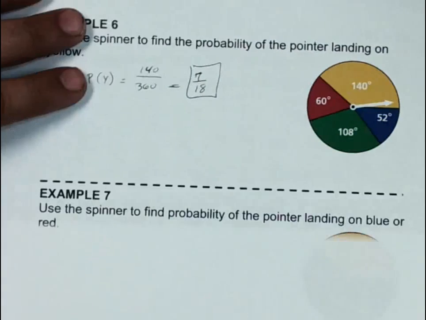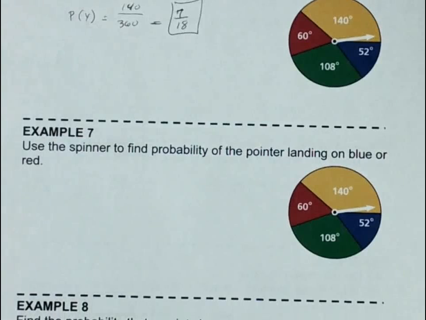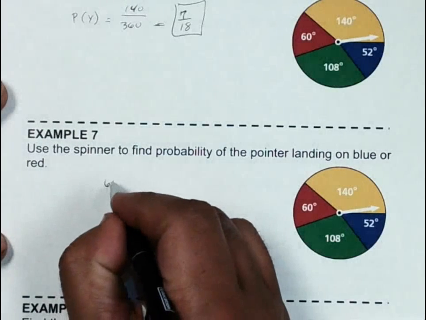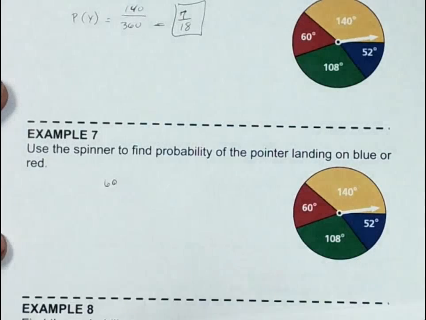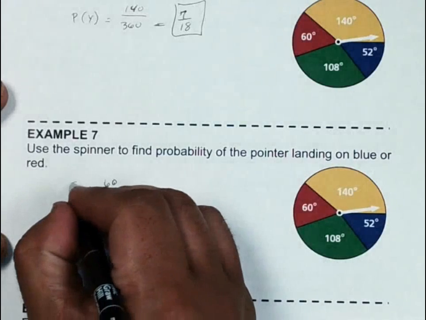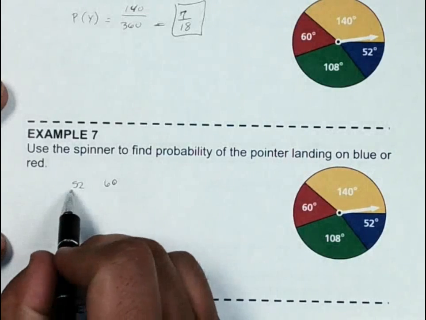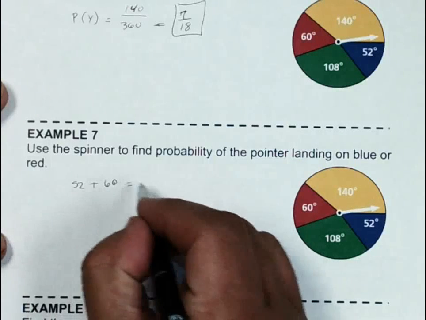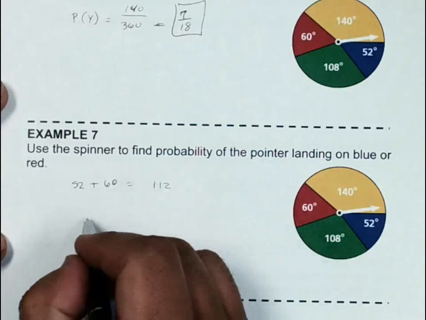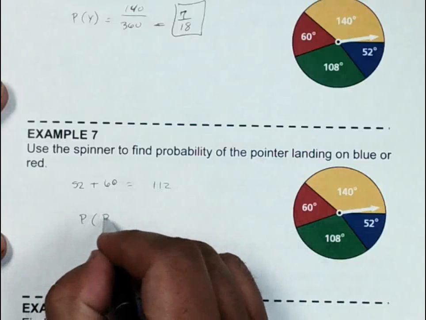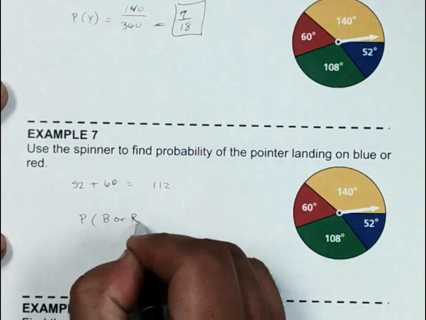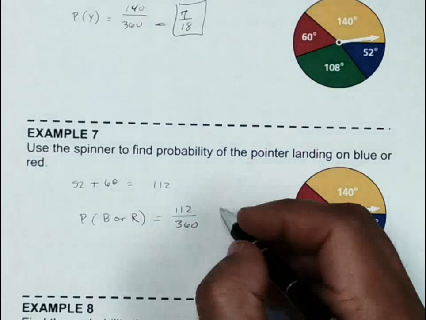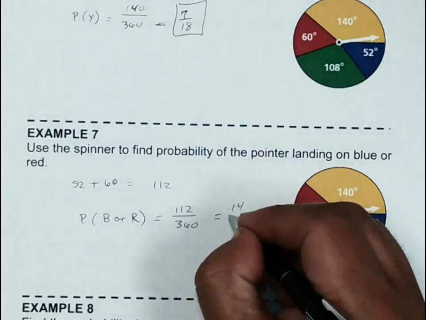Next one, use the spinner to find the probability of landing on blue or red. So again, I'm going to have to take my red and my blue and add those two together. The blue is 52 degrees, the red is 60 degrees, so adding those two together gives me 112. So the probability that I get a blue or red is going to be 112 over 360, which reduces to 14 over 45.